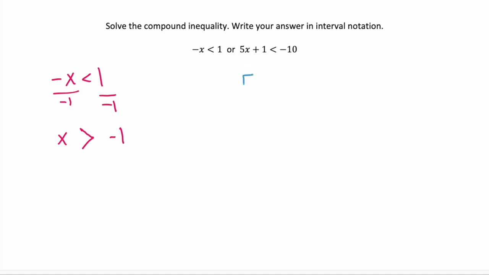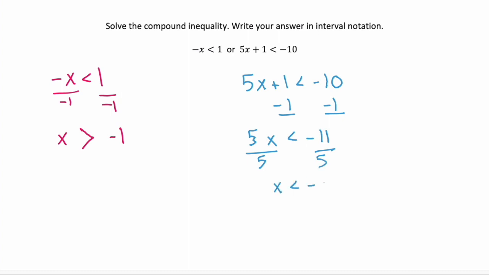For my second inequality, 5x plus 1 is less than negative 10, I'm going to use blue. First, we'll subtract 1, and we have 5x is less than negative 11. Divide by 5 so that we have x is less than negative 11/5.